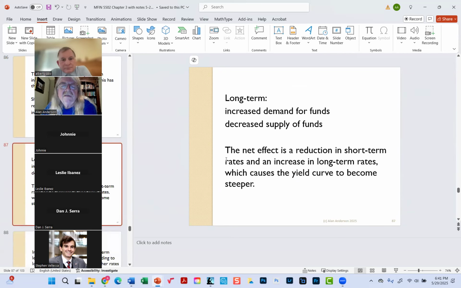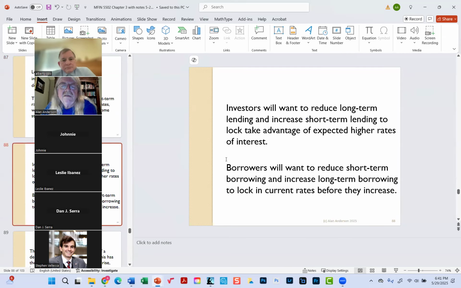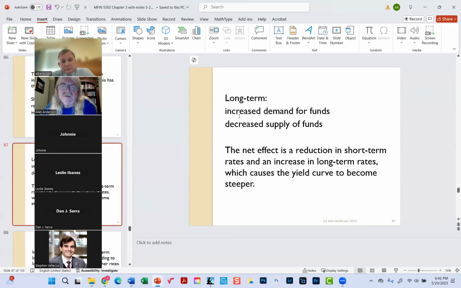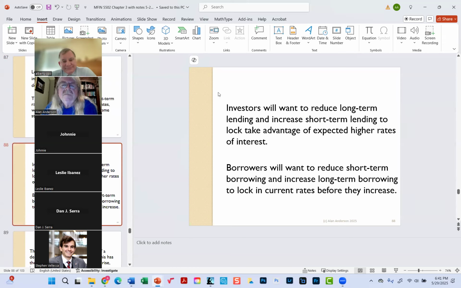Okay. And again, when we expect higher rates next year, in the future, that is, you want to increase your short-term lending, but reduce your long-term lending. And as far as the borrowing goes, you want to lock in the rates before they go up. So you want to switch from short-term borrowing to long-term borrowing.